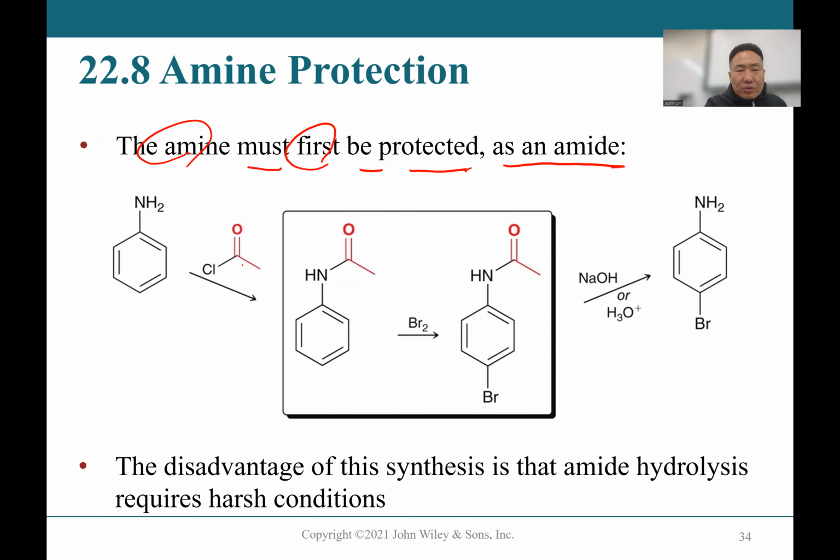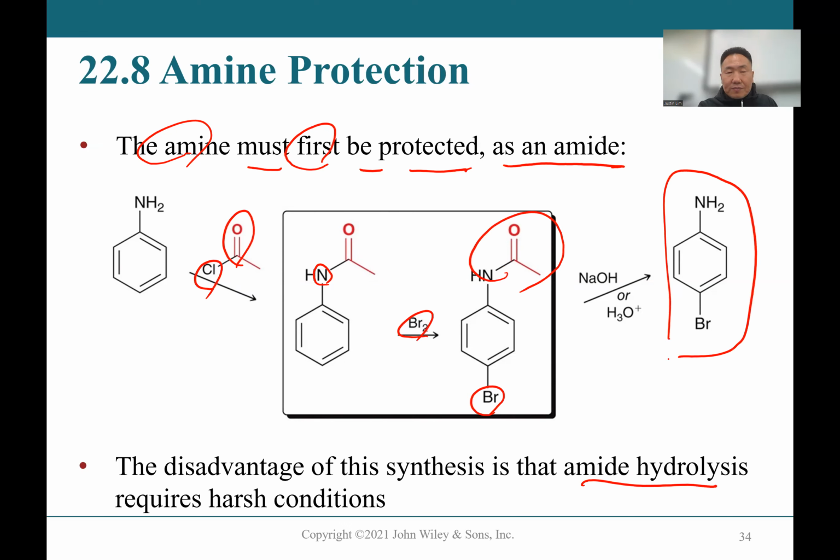You can use an acyl chloride to protect the nitrogen. And then bromination, you can get the para-brominated product. And then amide hydrolysis, you can get the brominated product.